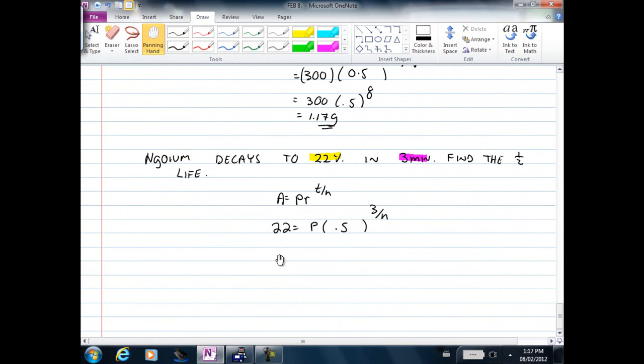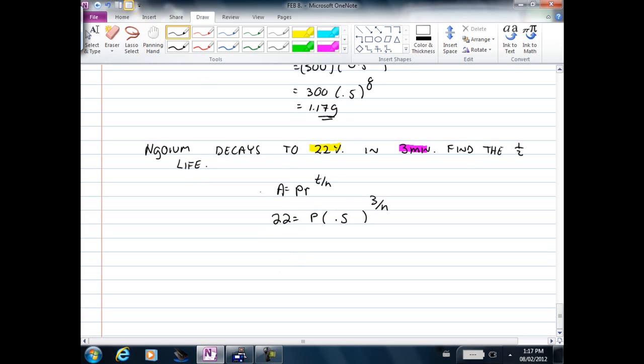Think about it. 100%. Because if you decay to 22%, your original has to be 100%. That's the logic to this. So the P is actually there, but it's hidden. So let's go fill this in now. 22 equals to 100. If you decide to use the decimal system, P would be 1. That's 0.5 to the 3 over N. Guys and gals, I'm going to pause it again and let you try this on your own.